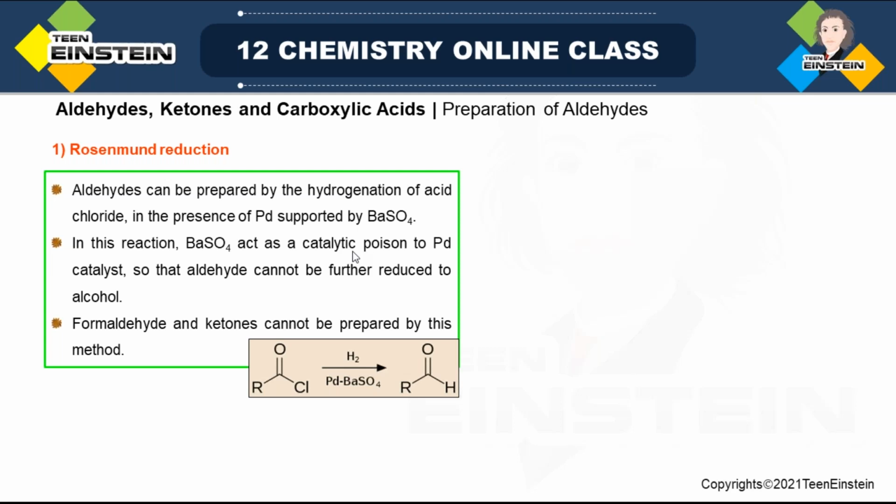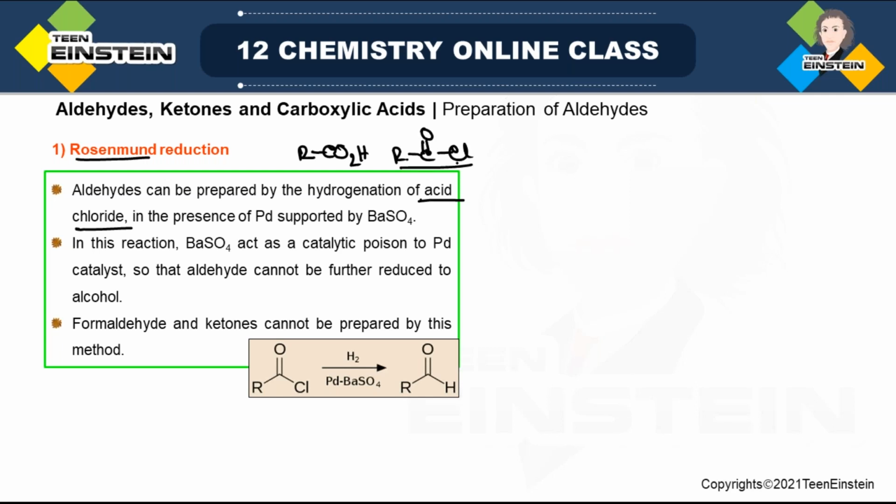After finishing the common preparatory methods for aldehydes and ketones, now we are starting preparation methods for aldehydes only. The first method is Rosenmund reduction. As it says reduction, we have to use some reducing agent. Aldehydes can be prepared by hydrogenation of acid chloride. Acid chloride is prepared from carboxylic acid. If carboxylic acid is RCO2H, the corresponding acid chloride is RCOCl.